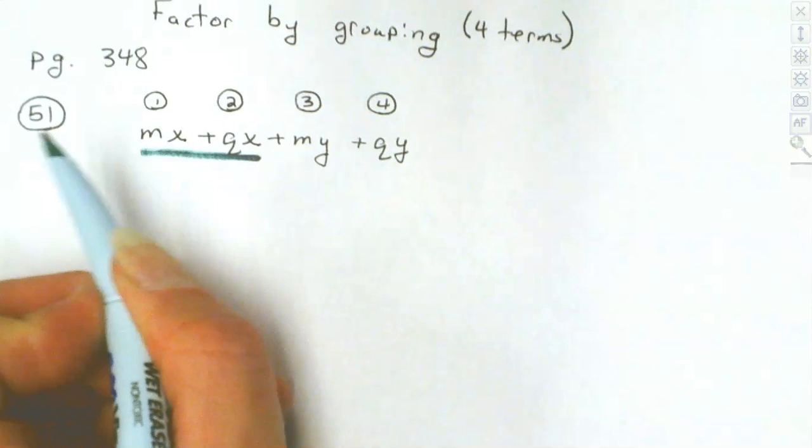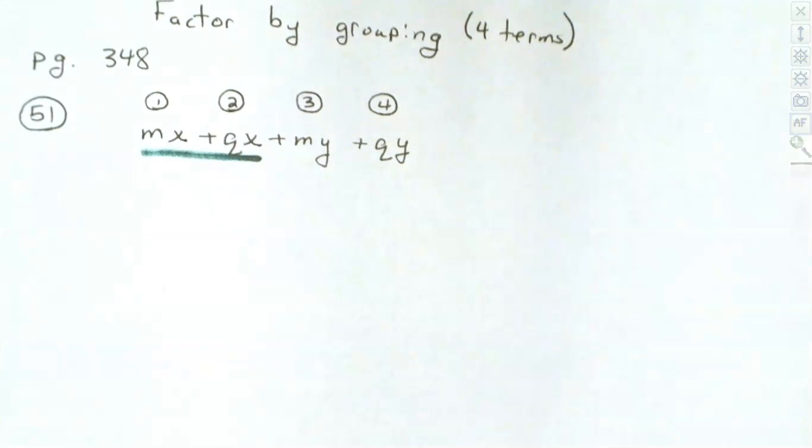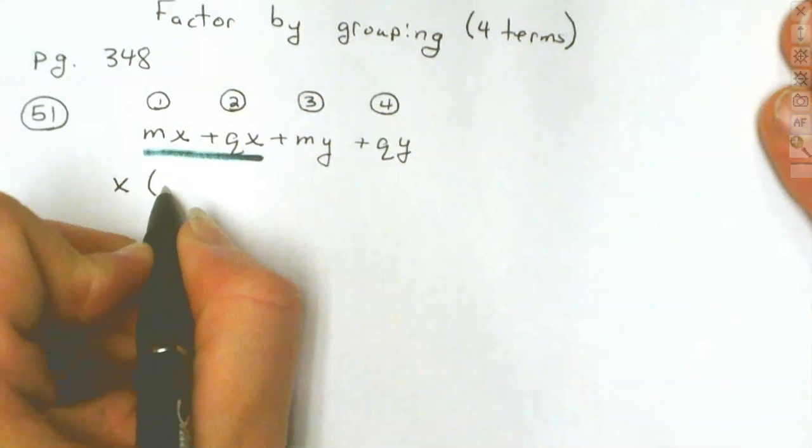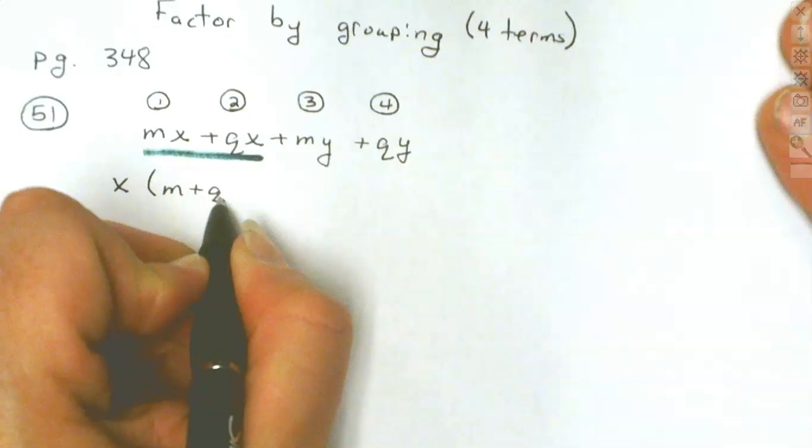So let's first look at the first 2 terms together. And when I look at what I've got underlined there in green, only look at the underlined part. I've got mx plus qx. So what can come out? They have what variable in common? They have an x in common. So what's going to be left over? M plus q.